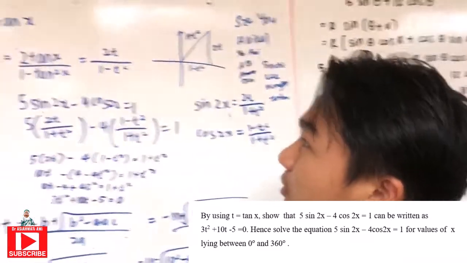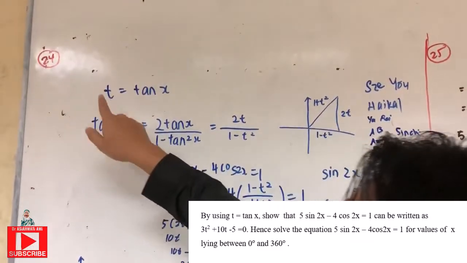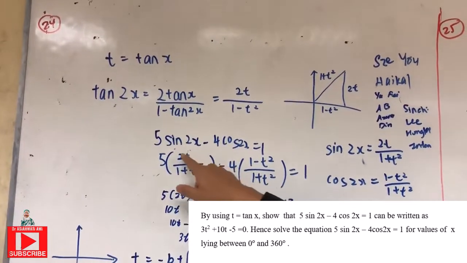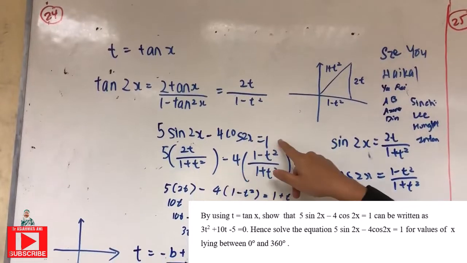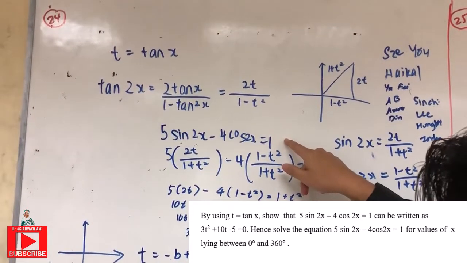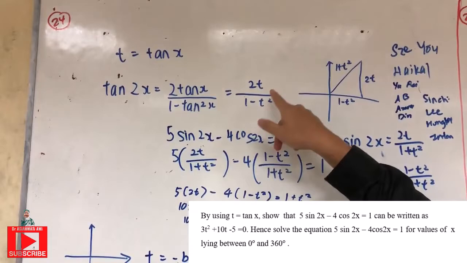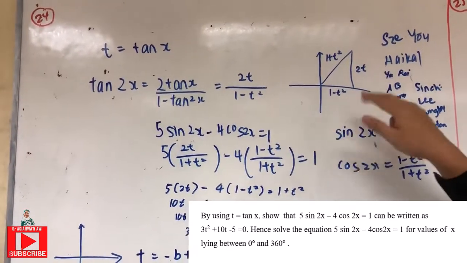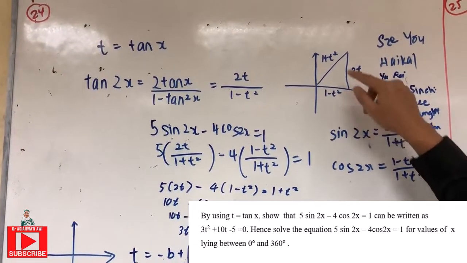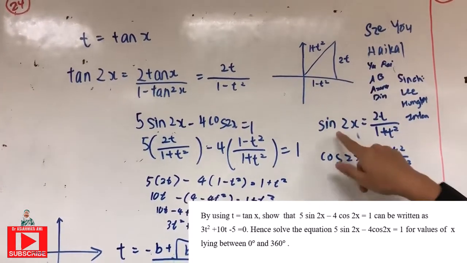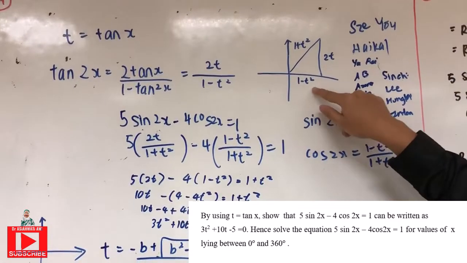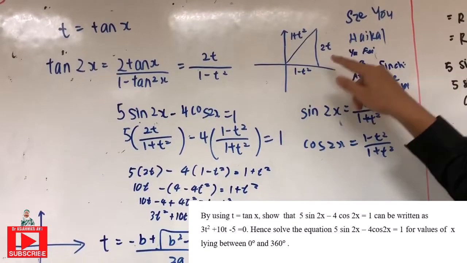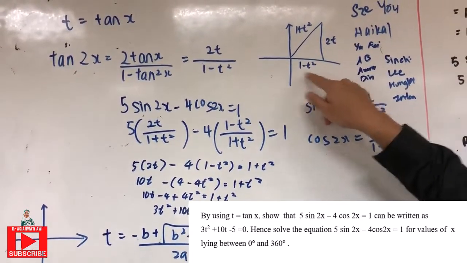Assalamualaikum and good morning. For question 34, the question asks to use t equals tangent x, and the equation is 5 sin 2x minus 4 cos 2x equals 1. So we know that tangent 2x equals 2t over 1 minus t square. We draw this triangle, so we can find sin 2x and cos 2x using Pythagoras' theorem. Tangent is opposite over adjacent, so 2t over 1 minus t square.